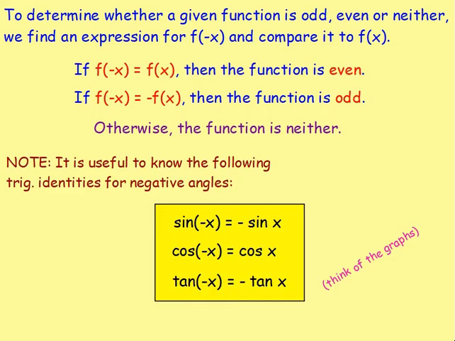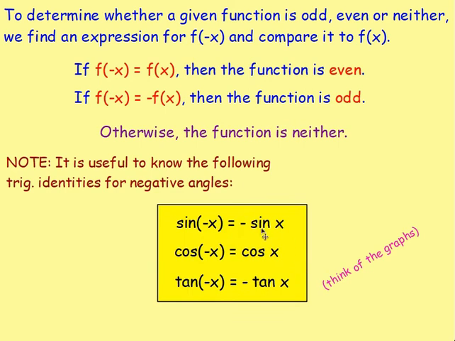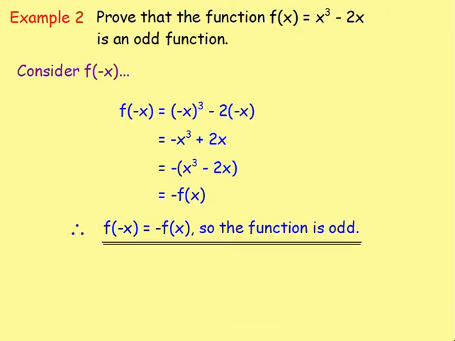What you will need to do is determine whether a function is odd or even or neither, and to do that, you write an expression for f of negative x and then compare it to f of x. And again, if f of negative x equals f of x, then the function is even. If f of negative x equals the negative of f of x, then the function is odd. If you get neither of these outcomes, then it's going to be neither odd nor even. Also, it's useful to know these trig identities and think of the graphs to work these out.